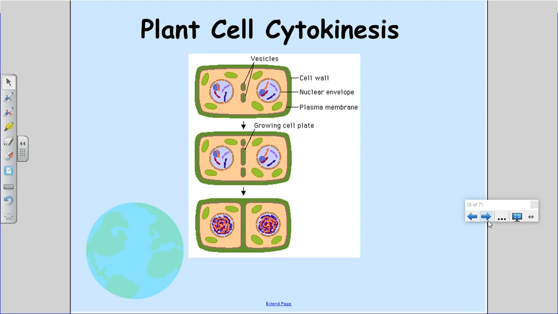Plant cell cytokinesis just has one additional feature. Since it has a cell wall, it can't pinch in. Instead, we're just going to grow a new cell plate in the middle of the cell to form the new cell wall. Every other feature of mitosis is the same, with one small detail. Plant cells do not have centrioles, but they still have an area that will organize the spindle fibers.